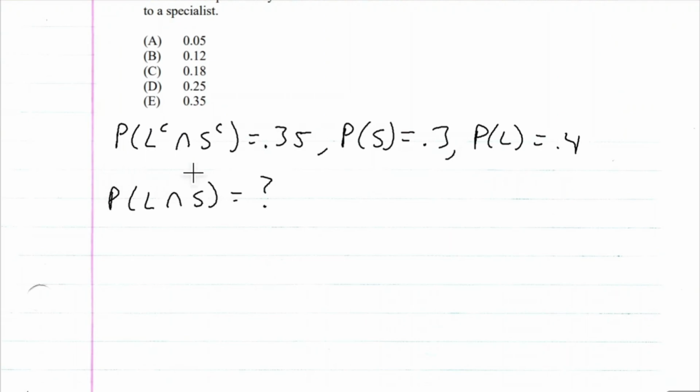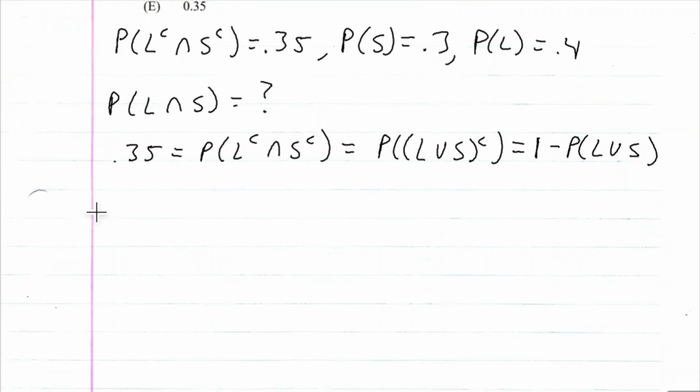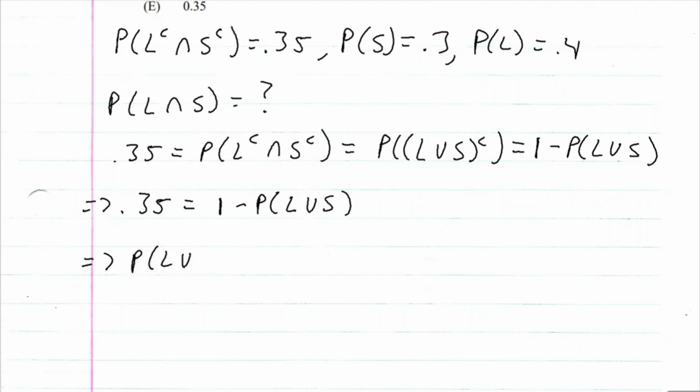Okay, so from this equation, I know 0.35 is equal to the probability of L complement intersection S complement. And I know that L complement intersection S complement is the same thing as (L union S) complement, which is the same thing as 1 minus the probability of L union S. So this gives me that 0.35 is equal to 1 minus the probability of L union S. So if I add the probability of L union S to both sides and subtract 0.35 from both sides, I get that the probability of L union S is equal to 0.65.